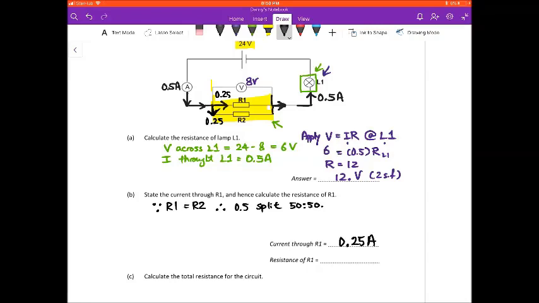Okay, then I want to find my R2. So now you see that I already know my current through R2. I also know the voltage of R2 because in parallel the voltage is the same.